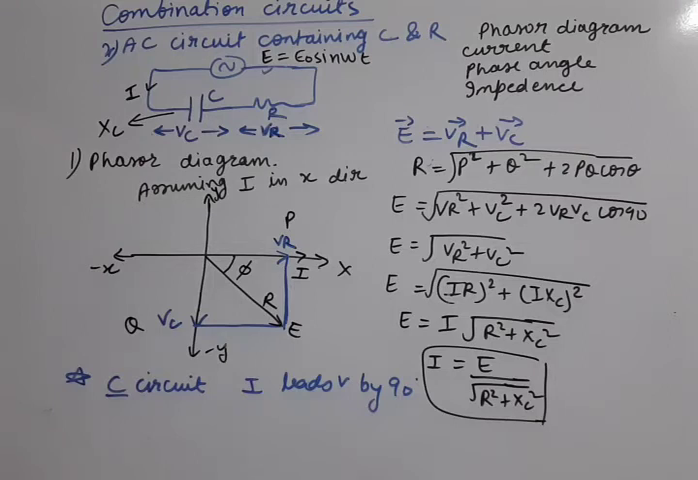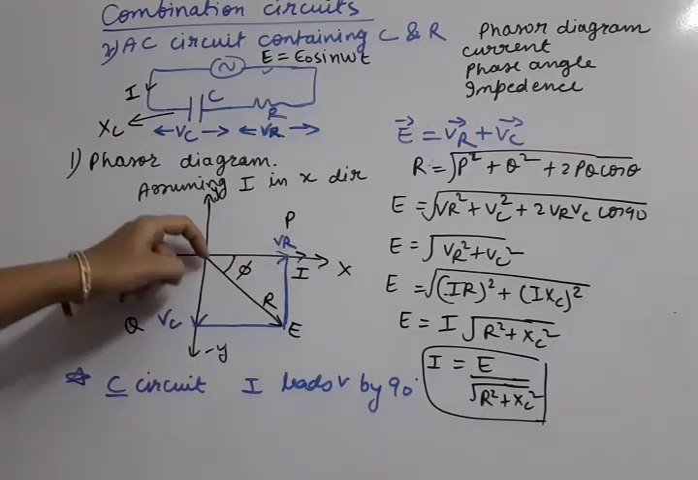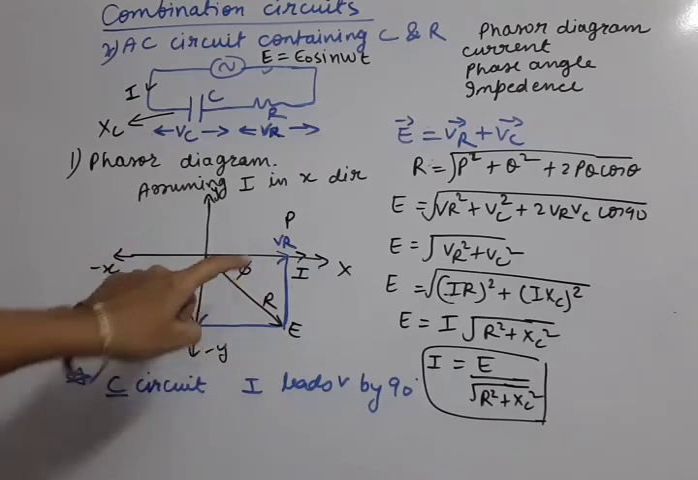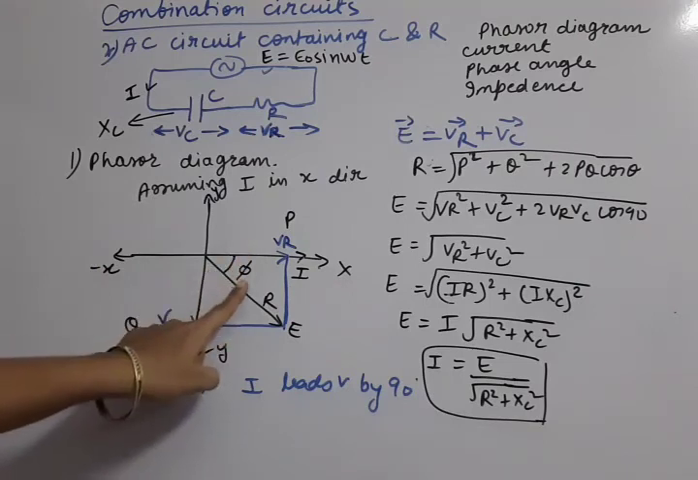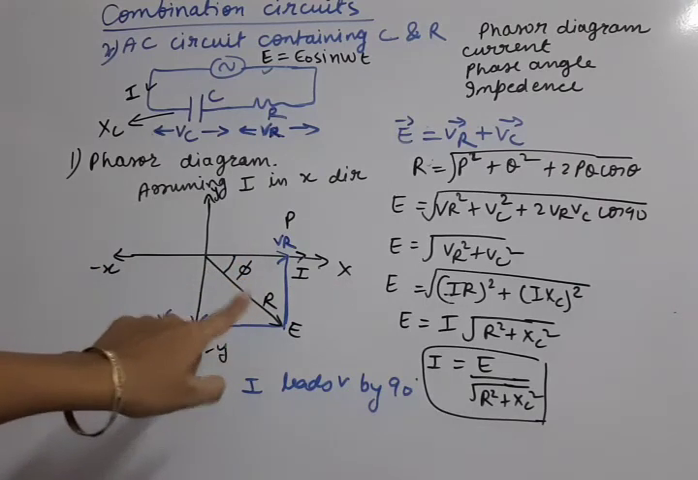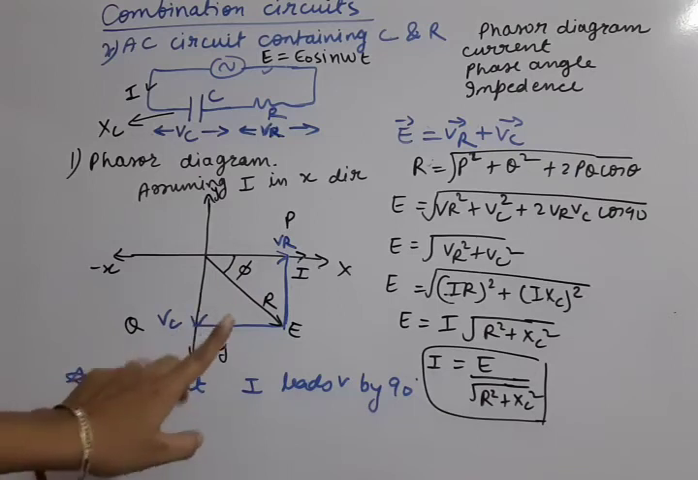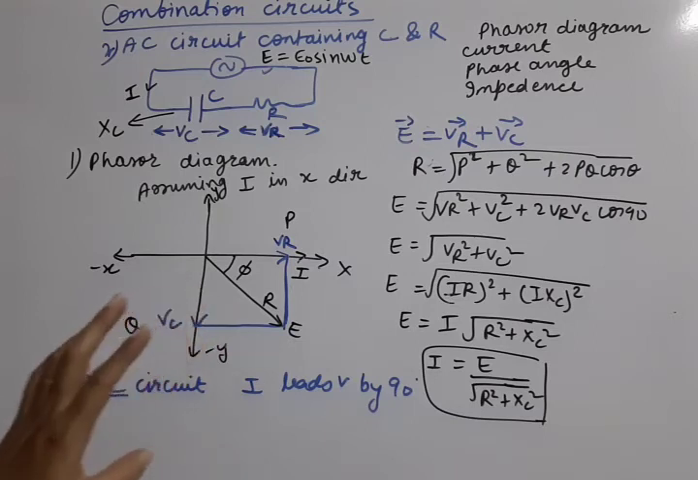So now who leads? You can see in this diagram, the current is here and the voltage is here. So current is leading the voltage by how much angle? Phi angle. This phi is not fixed. We will solve this phi angle to see on what factors it depends. So using the tan theta formula again, we will solve it. Note it down.